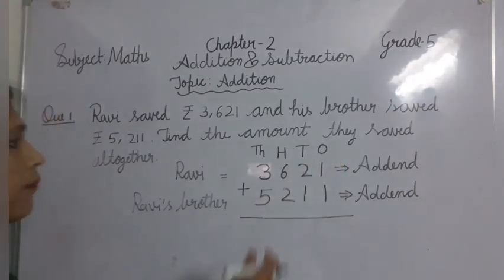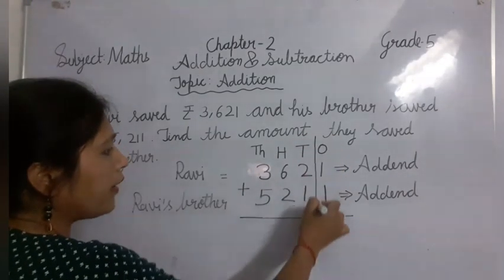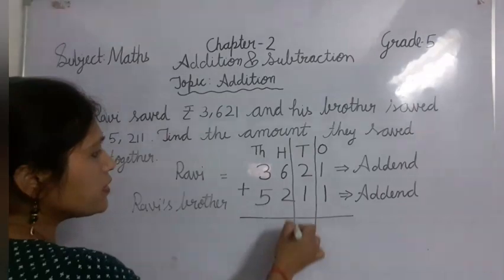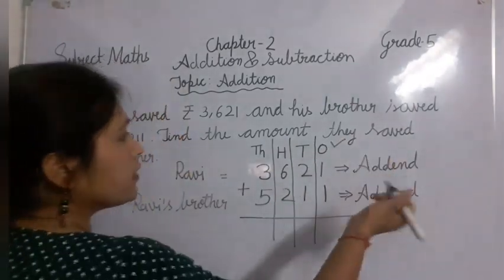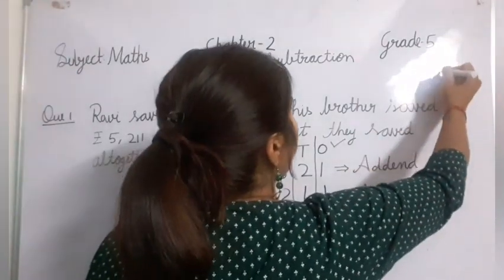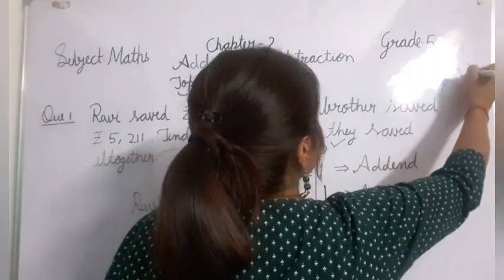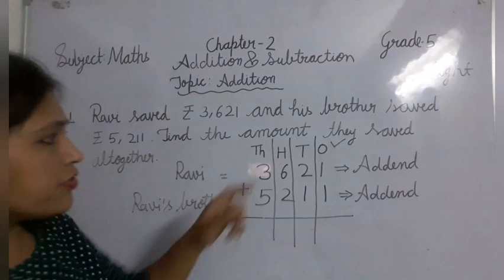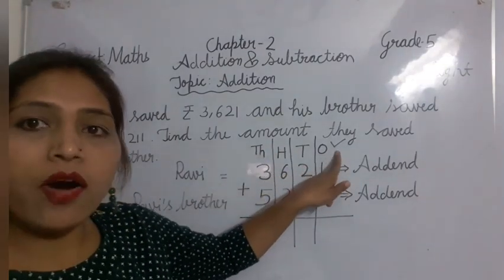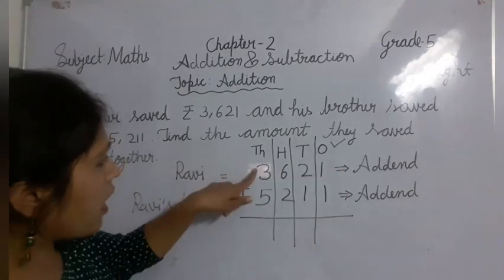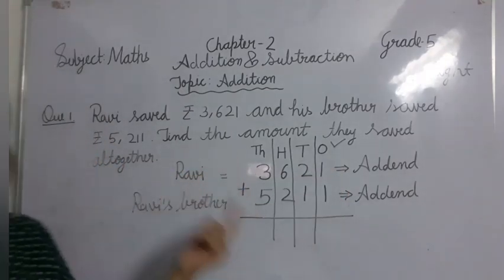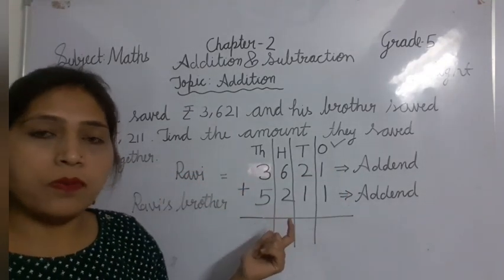So let's add them, and we will always start addition from the ones place. From the ones place, from here. This is the right side. We always start addition from the right side, or you can say from the ones place. If you start addition from the left, this is the wrong procedure. We will not follow this procedure.